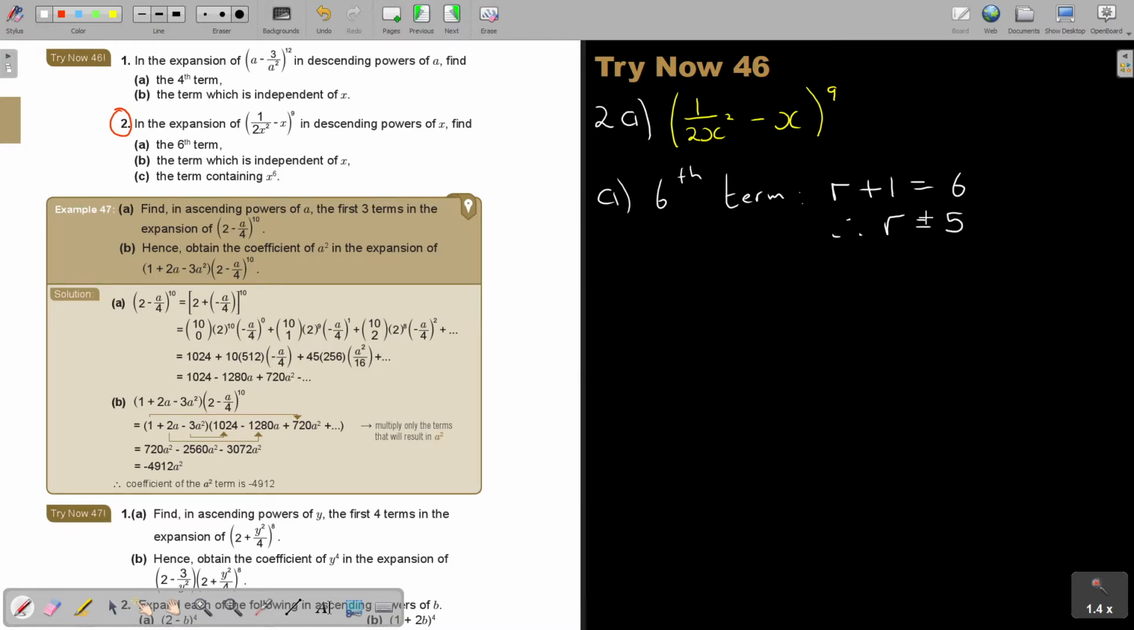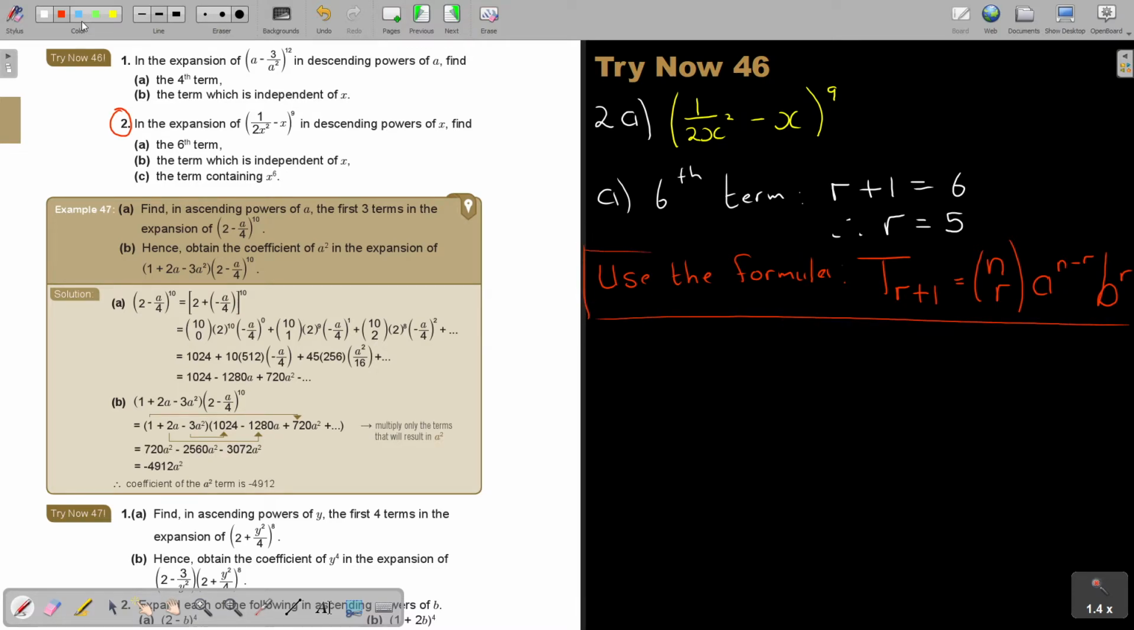So for the 6th term, use the formula, and this is very important for binomial. T of r plus 1 equals n choose r, a, and that's the first term, and then b is the second term. So just keep this in mind. This is your important formula. And I'm using it now.